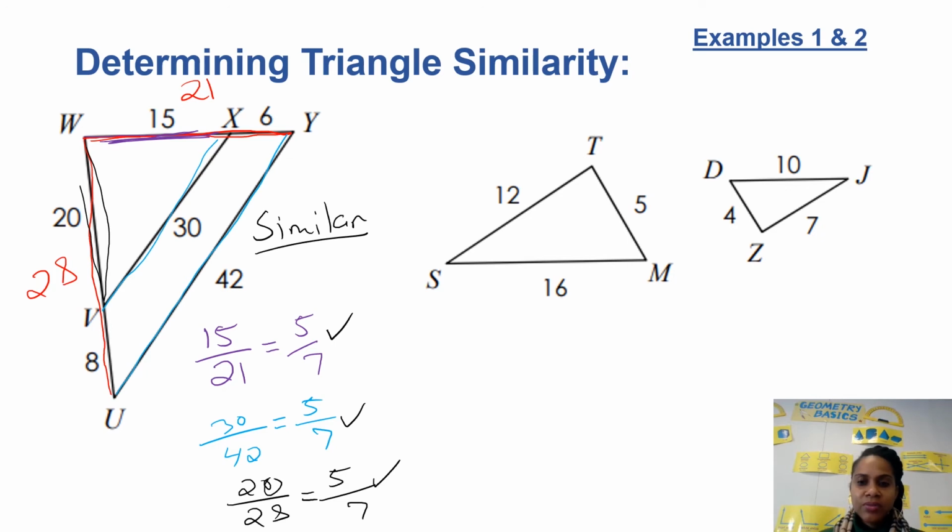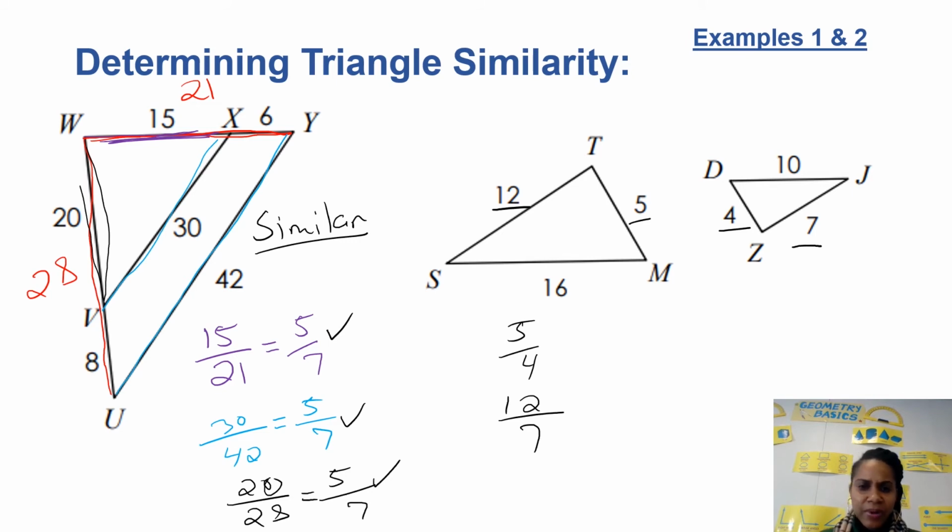Next, let's look at this one here. We have our larger triangle and smaller triangle. So let's set up some corresponding fractions using the corresponding sides here. All right, and so we have our smallest side, so that would be 5/4. That does not reduce to anything. Our middle side would be the 12 and the 7. So that would be 12/7. That cannot be reduced.